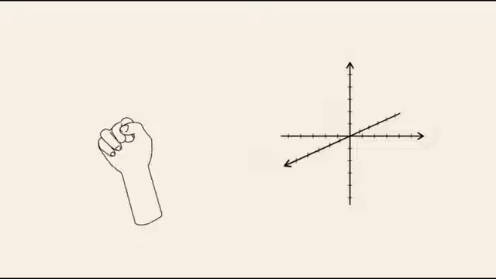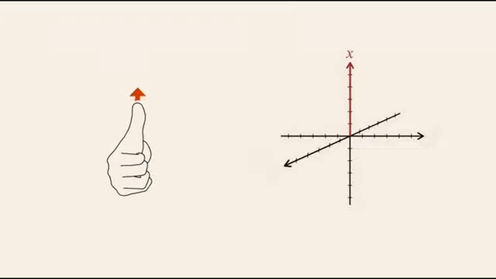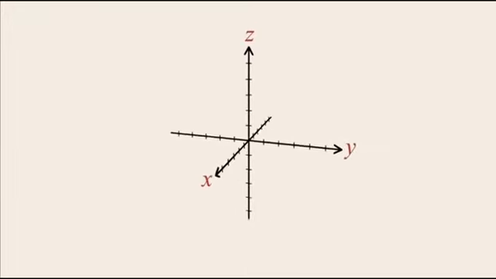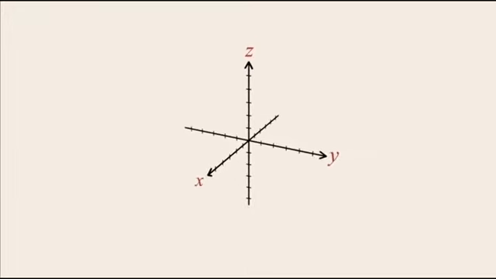Or we could orient the axes with positive x pointing up, positive y pointing out of the page, and positive z pointing to the right. However, the typical orientation is with positive x pointing out, positive y pointing to the right, and positive z pointing up. In three dimensions, just as in two dimensions, the infinite plane containing the x and y axes is called the xy plane.